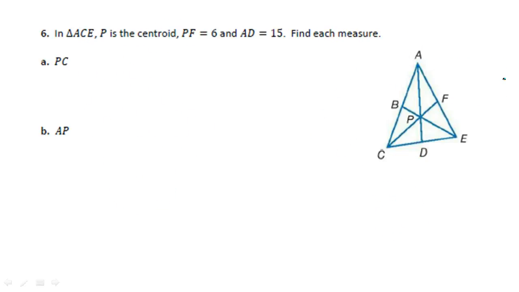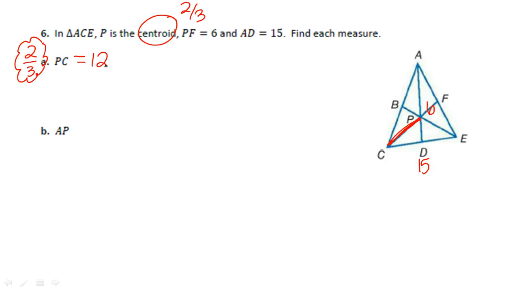Okay, the last example. In triangle ACE, P is the centroid, so that means we're going to be using that 2/3 property. PF is 6. AD is going to be 15. Find each measure. Right now we're trying to find PC, which is the 2/3 piece. You should be able to tell whether something's 2/3 or 1/3 because the 2/3 piece will always look longer than the 1/3 piece where the 6 is at. So to go from 1/3 to 2/3, you just multiply by 2. So that means that PC has to be 12.